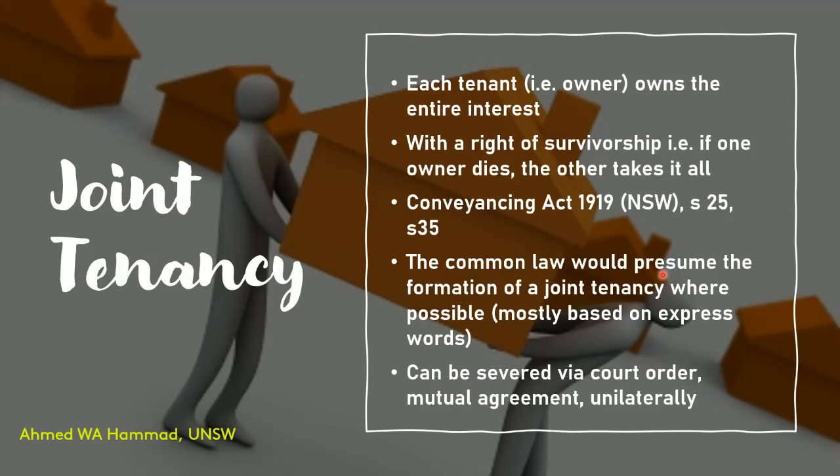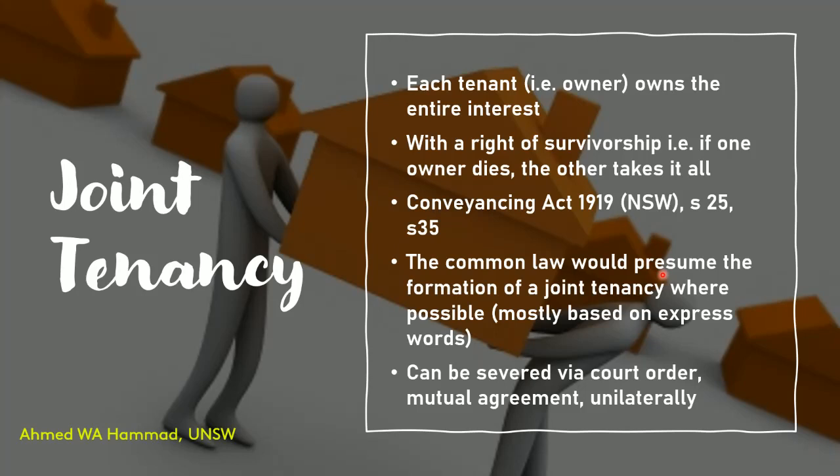So starting with joint tenancy, this is where each tenant would be classified as owning the entire interest in a particular piece of land. Let's just assume that there was a piece of land and there were two parties that owned that land, and the ownership type was classified as joint tenancy. The entire interest of that land would belong to each of the tenants. So each tenant would have that entire interest. It's not split in a percentage. The entire interest belongs to each of the tenants.